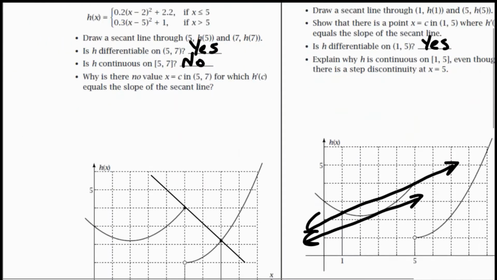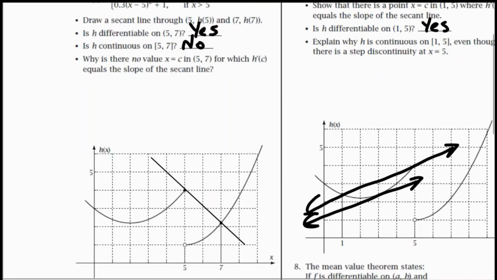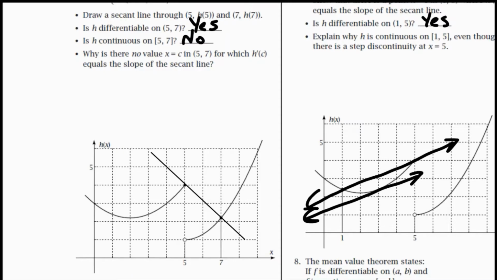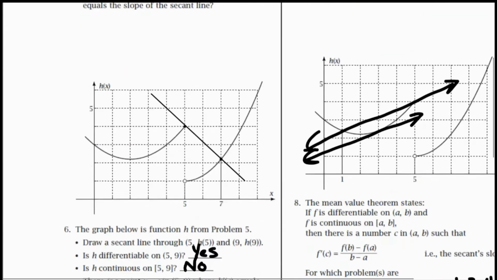All right, the next one, we've got a piecewise function, and you notice here we've got this jump discontinuity at the point where x is 5. And the first interval they have you look at is 5 to 7. So is the function differentiable between 5 and 7? Yes, it would be, because we're only looking at the right branch of that function. But is the function continuous on the closed interval, meaning including the endpoint at 5? The answer would be no, because of that jump discontinuity. So if you draw in your secant line, you can see that there's no tangent line that would be parallel to your secant line in that case.